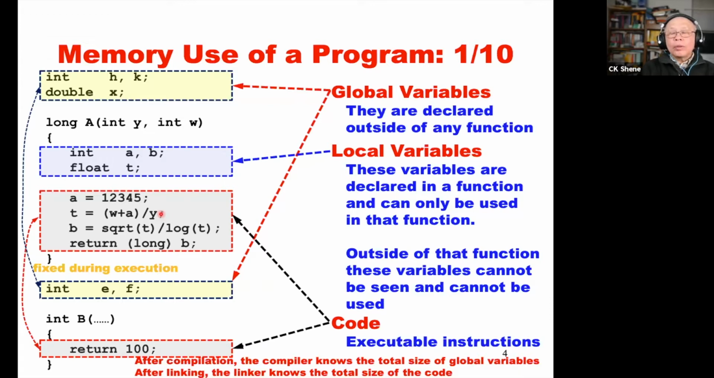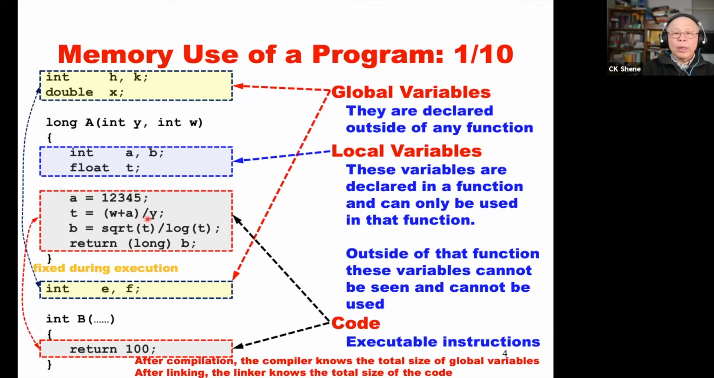Then you link all of these .o files together into a binary executable. Because the sizes of those global variables are known, the linker can easily calculate the total size of all global variables declared in all .c files. And the linker, after linking, knows the size of each function. Adding the size of these functions together, the total size of all functions is also known.